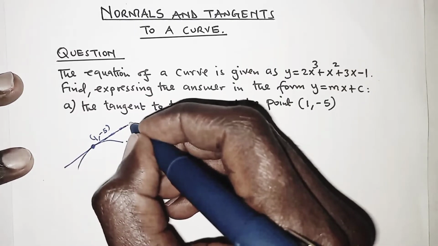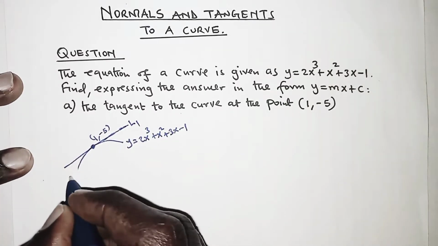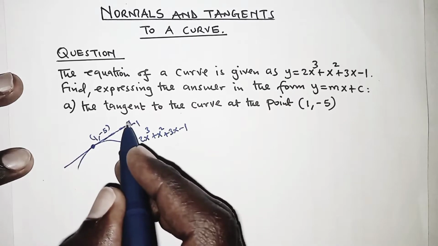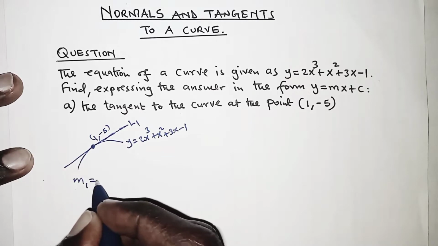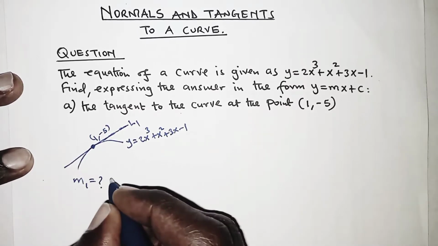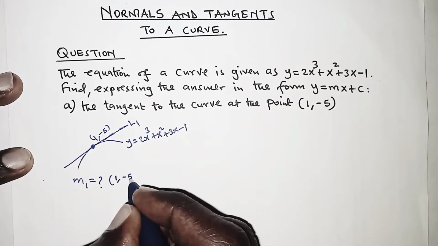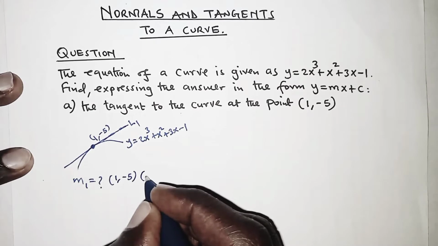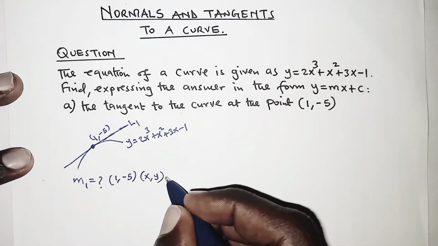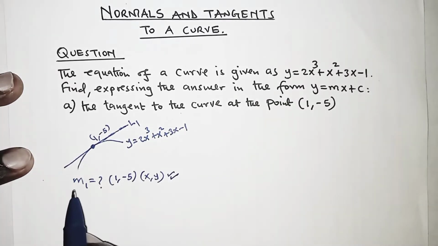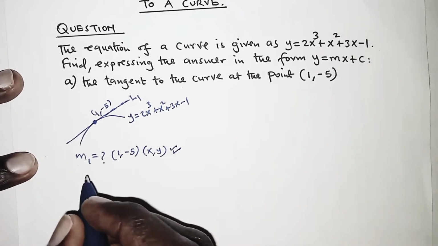So in order to get the equation of a line, the requirements are, let's call the tangent line 1. The gradient of line 1 will be represented by m1, which we do not know. We know a point that lies on the line, (1, −5), and then we'll also use an arbitrary point (x, y). So these are the requirements. The first thing we need to know is the gradient, and that we'll obtain by determining the gradient function.